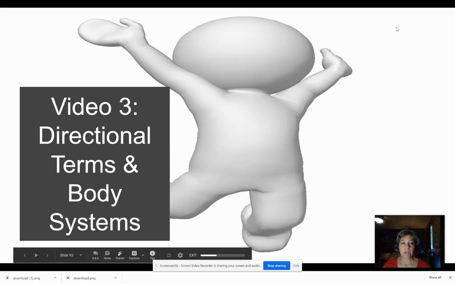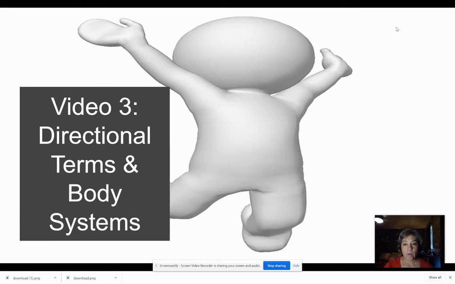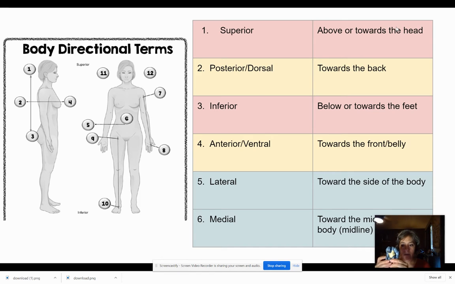So this one, we're going to look at some specific directional terms. If you're just looking at the body and you're talking about 2 different organs or 2 body parts, where is this one in relation to another one? So those are the terms we'll look at, and then just an overview of the different body systems that we'll be studying this year. I have brought back my trusty creature. Still don't know what he's called, but this is him.